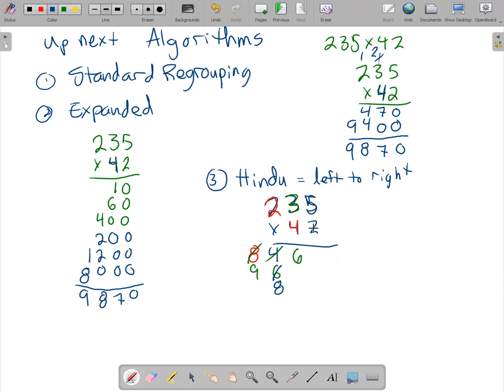And then finally, 5 times 2 is 10, so the 0 goes here, the 1 from the 10 bumps that 6 up to a 7. And that's the Hindu multiplication.